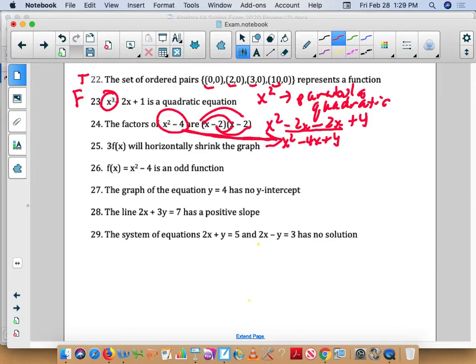Are these the same? Those are not the same. That one's false. I just FOILed it out and did not get what was asked. This one is false. Okay.